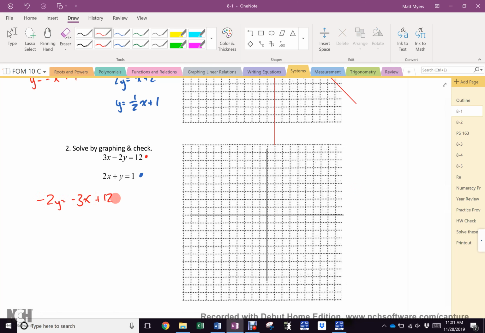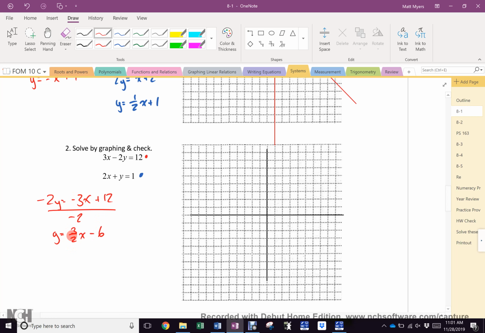The whole what? Why has this become positive? Because 2 negatives divide to a positive. Why has this become negative? Because I divided by negative 2. Can I graph that now?